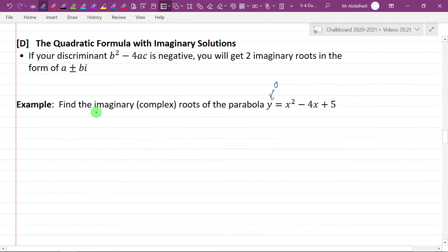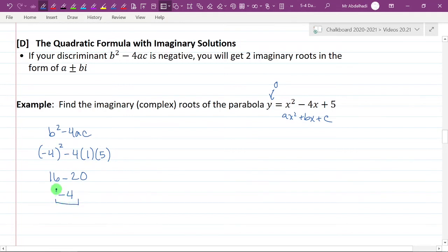So you check the discriminant. You check the b squared minus 4ac to see if this can be solved or if it's going to have an imaginary answer. So b squared minus 4ac: b is -4, so b squared is 16, minus 4 times a, which is 1, times c, which is 5, so 20. You get -4. And -4, like we saw before, means you're going to get two imaginary, or complex, I'm going to call them complex from now on because that's the proper term, two complex roots.